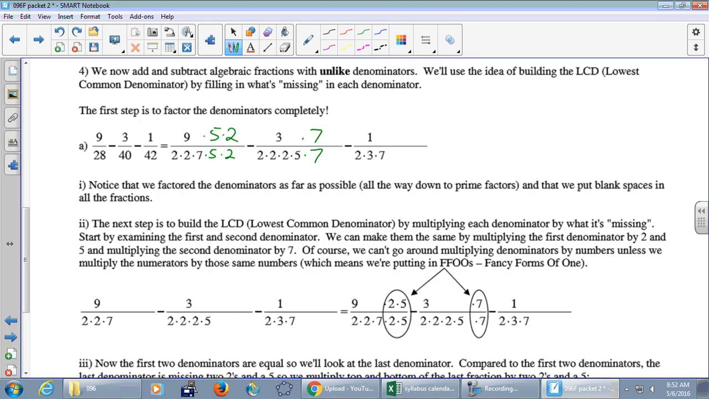Let's complete it. Third denominator compared to, well, you can compare it to either of the first two denominators because now they're the same. Great. So what is the third one missing that the second one has? It has a 7, so it needs a 5. So let's give it a 5. What else does it need? 2 more 2's. So give the third denominator a 5 and a 2 and another 2.